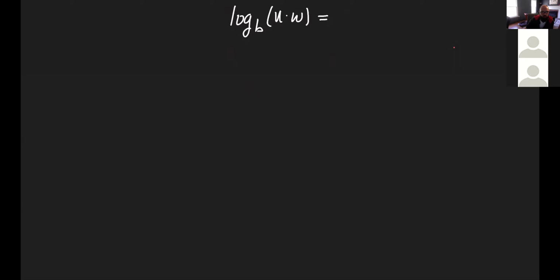to work with this? Okay. And so what I am going to do is see if I can somehow come up with a way to break up this product as some other operation, whether it be multiplication, division, exponentiation. I'm gonna try to break up this product and see if I can come up with a way to write log base B of U times W as some combination of log base B of U and log base B of W.